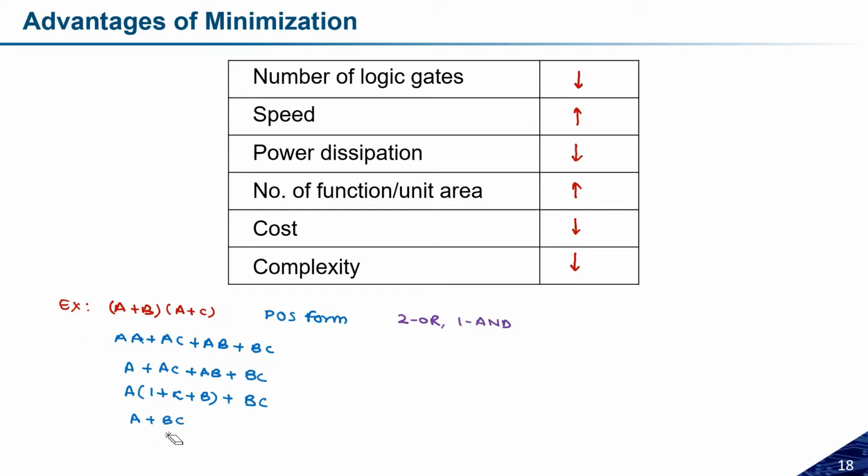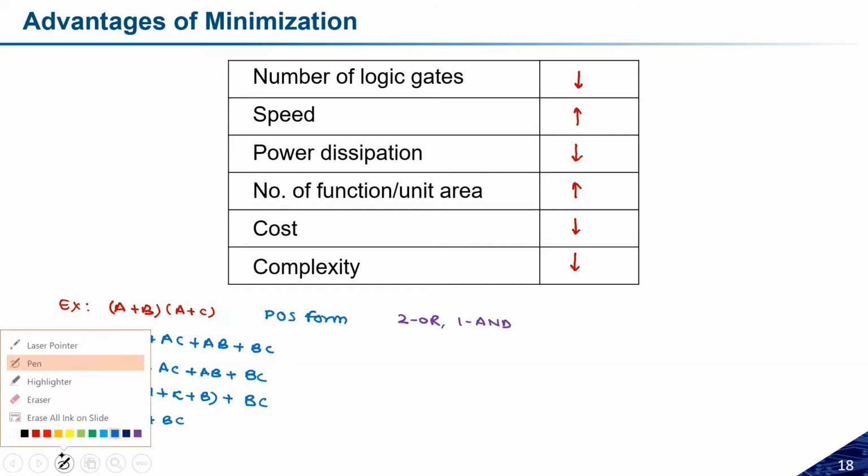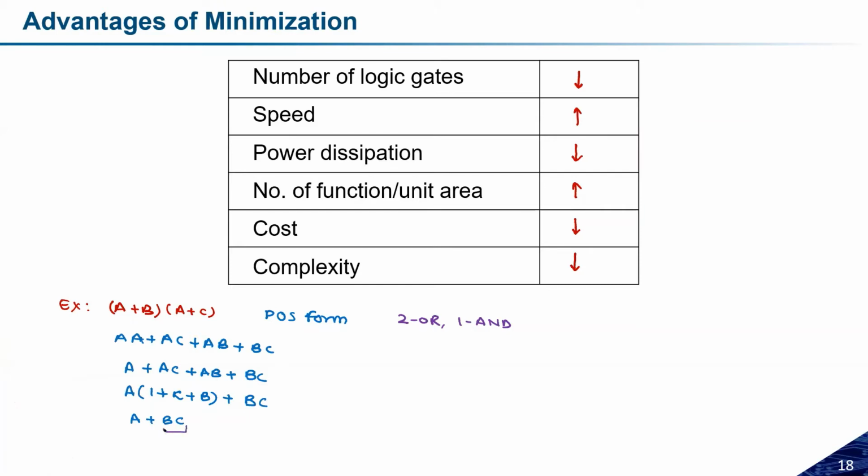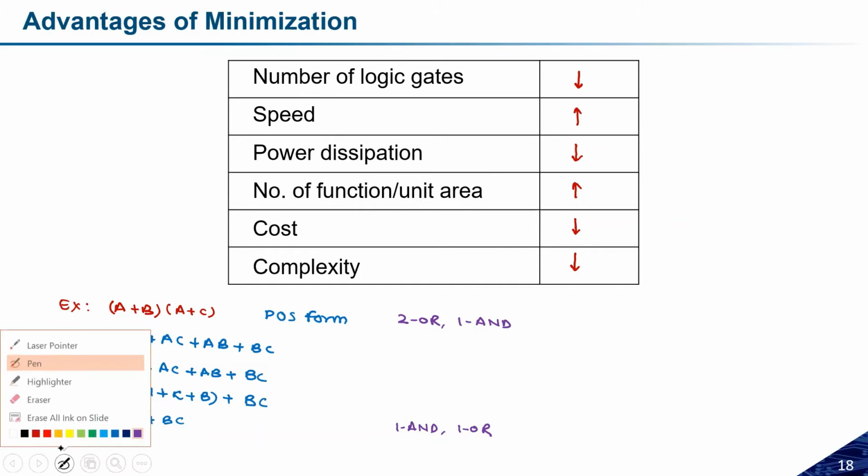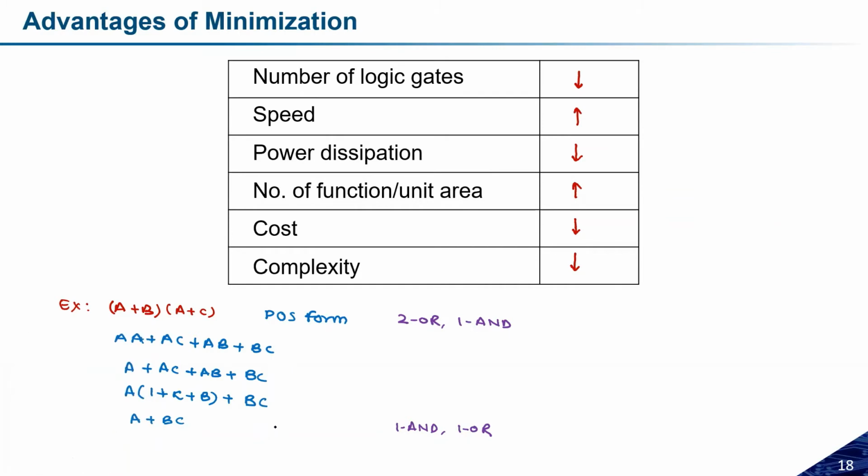Now if you see at this point, how many logical gates do you need? You need 1 logical gate for BC, and 1 for this one. Okay, so you need only 2 logical gates, 1 AND gate and 1 OR gate. So this is the requirement. The total number of gates required is reduced after minimizing, and this is in the SOP form.